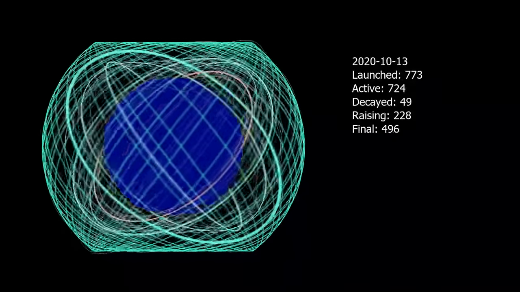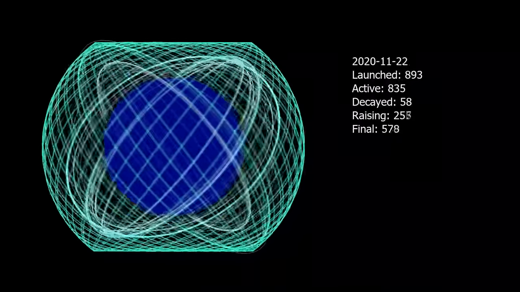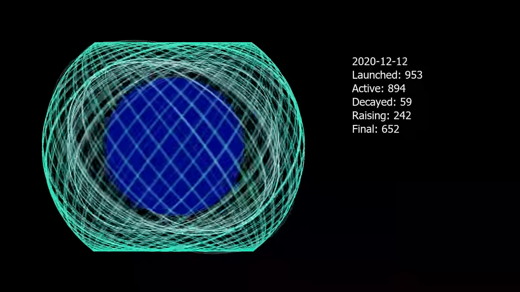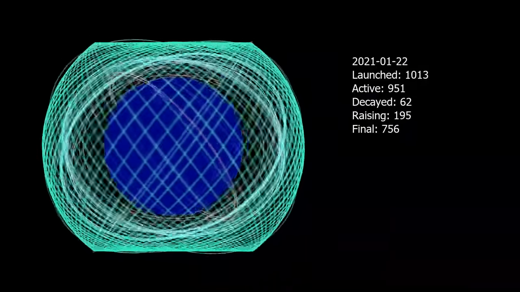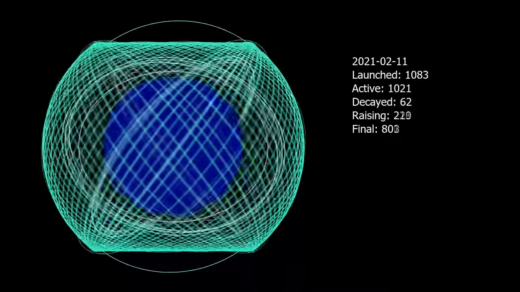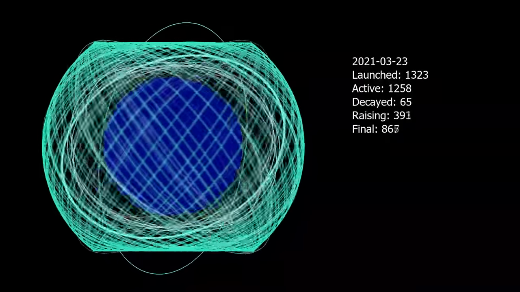And again, I have to make it clear that I've exaggerated the height differences here so you can see the orbit raising and lowering. In reality, the Earth is like 6,400 kilometers in radius and the satellites don't get 600 kilometers above the surface. So it would be like 10% of this radius in real life.